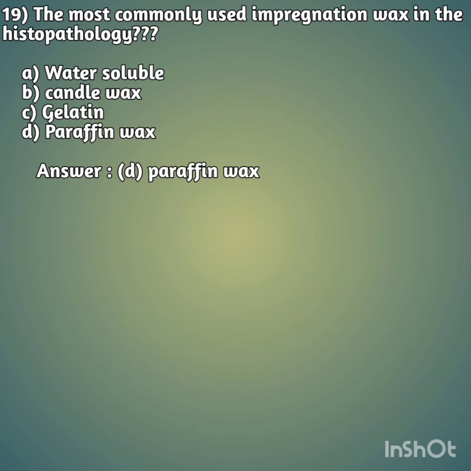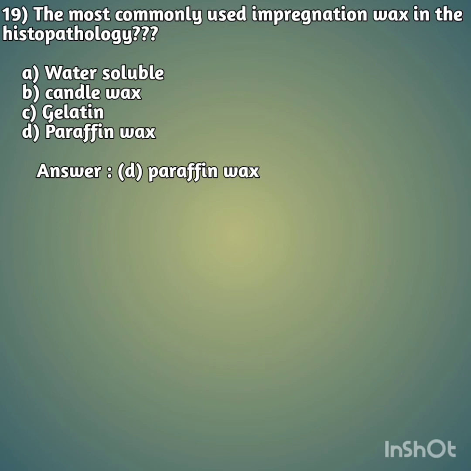The most commonly used impregnation wax in the histopathology. So in our histopathological department, we are using a kind of wax to fix the specimens. Okay, so in this, which kind of wax are we using? Option A water soluble, option B candle wax, option C gelatin, and option D paraffin wax. So the right answer is option D paraffin wax.